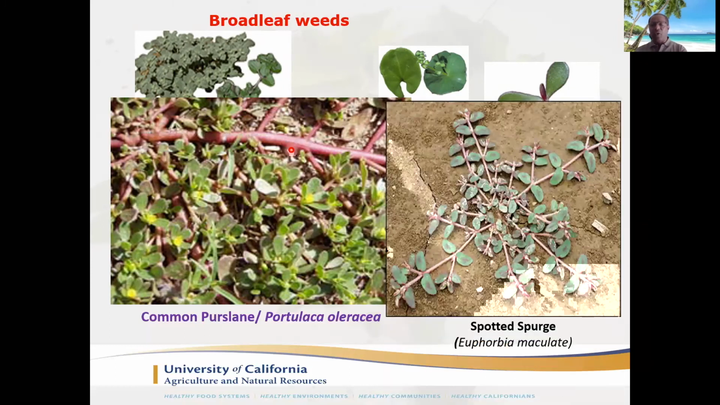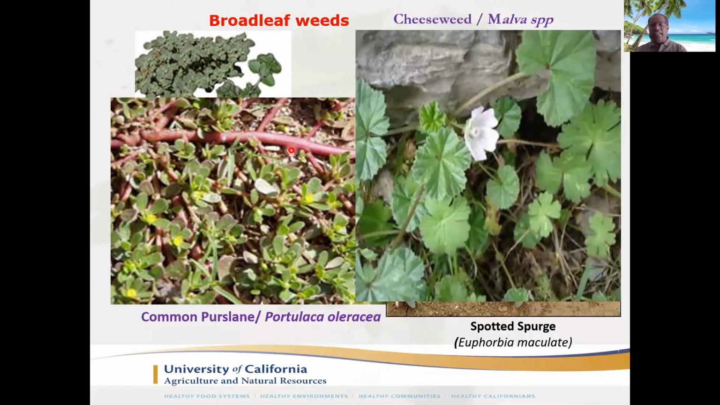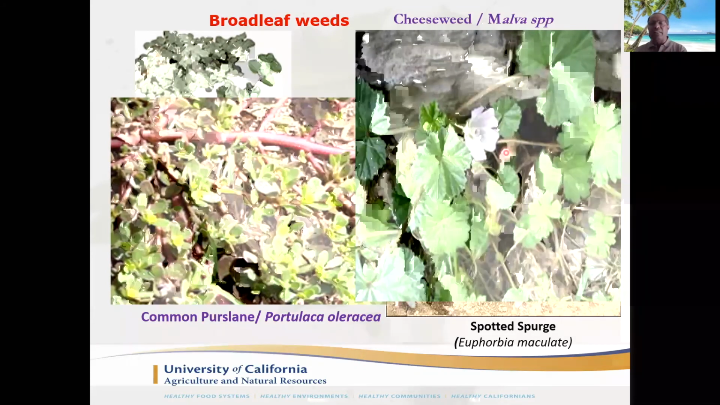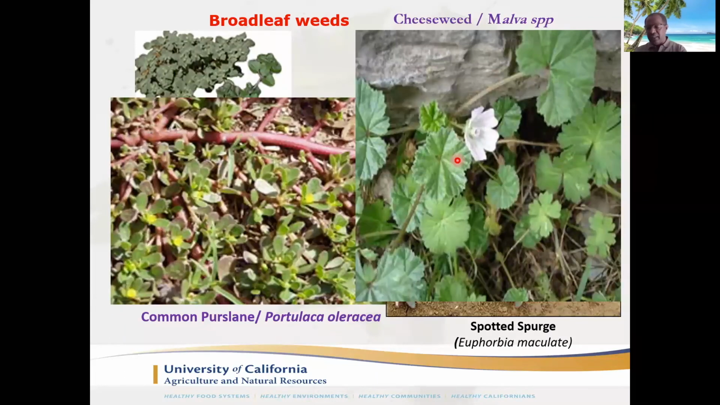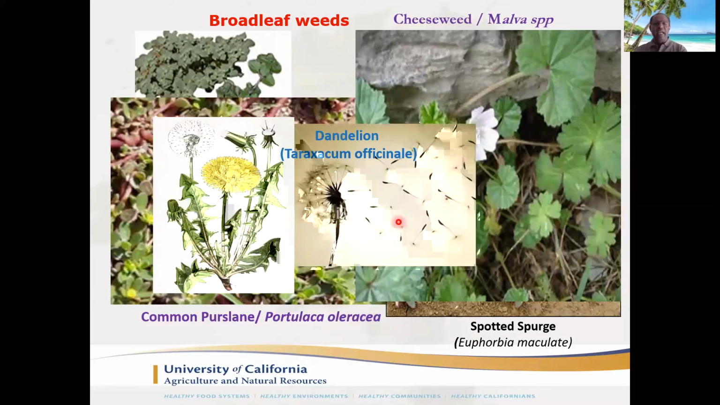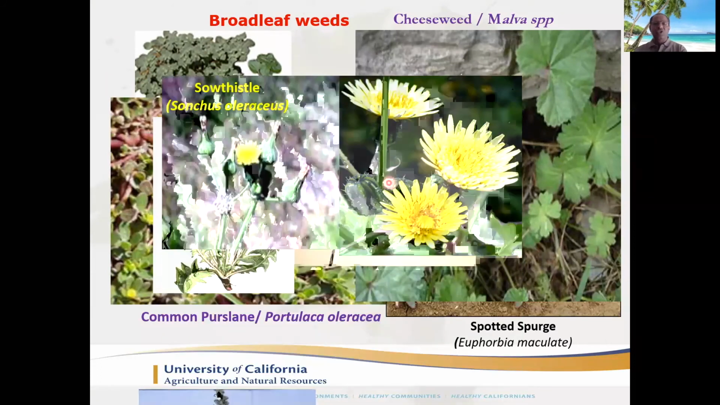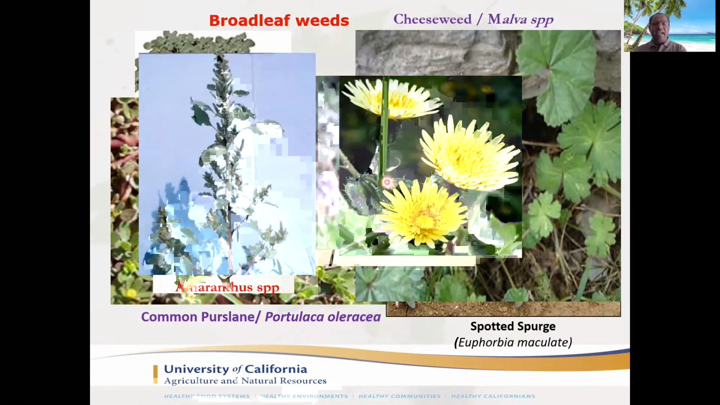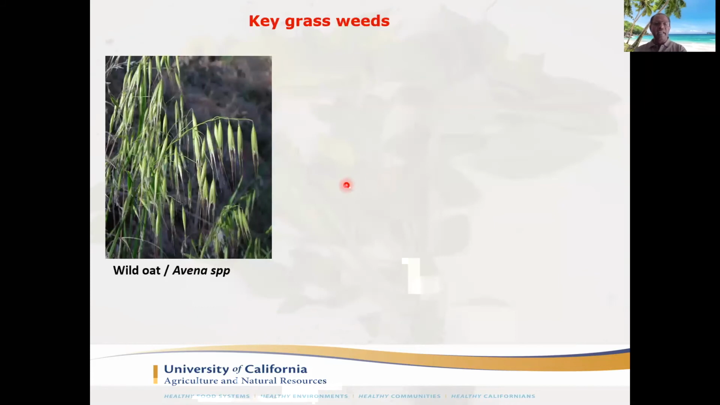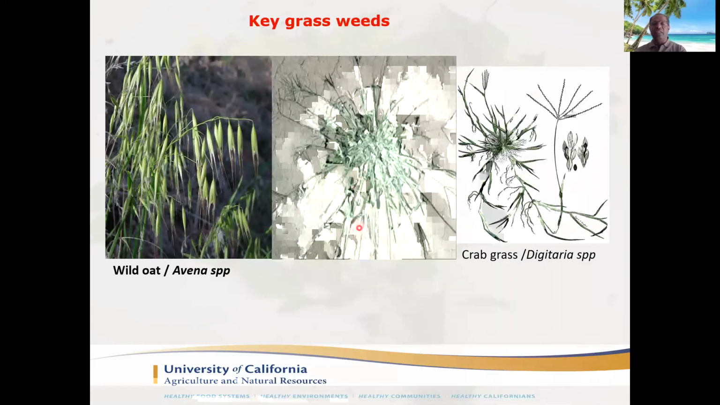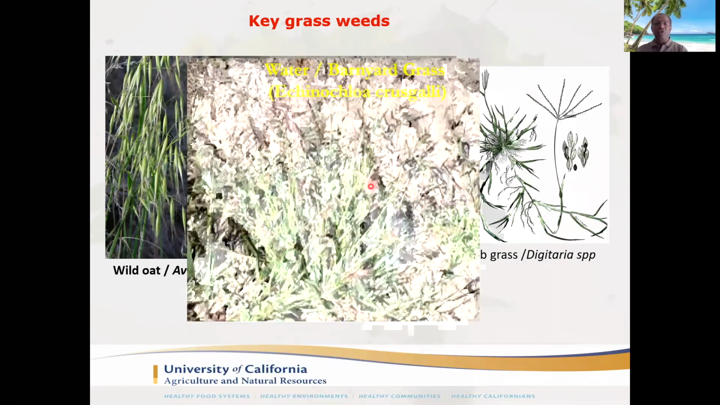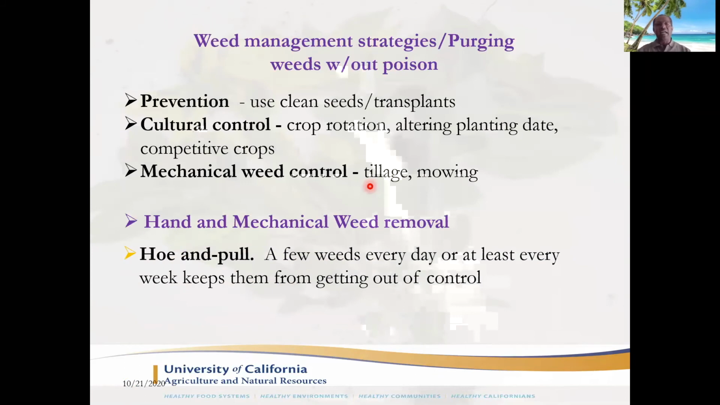Okay, so those ones also include spotted spurge, and then malva. This is one of the worst ones. You see it everywhere, actually, and many of those are tolerant to solarization and also herbicides. And then dandelions, sow-thistle, amaranthus, and then of course the grass types that are wild oats, and the crabgrass or Digitaria species, okay? Those are actually very bad types of weeds.